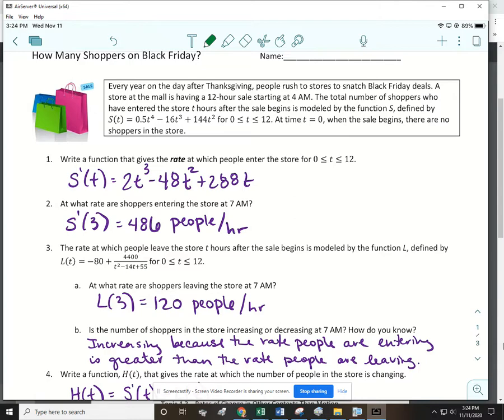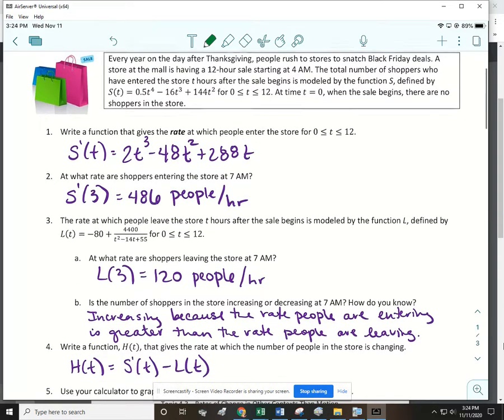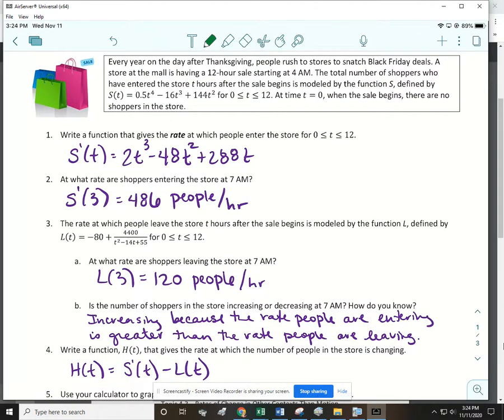All right, and then 2 asks us to find at what rate the shoppers are entering at 7 a.m. Well, 7 a.m. is 3 hours after 4 a.m., so 7 a.m. is going to correspond with T equals 3. So I just plugged 3 in, used the calculator, and I got 486. And the units, since it's a rate, is 486 people per hour.